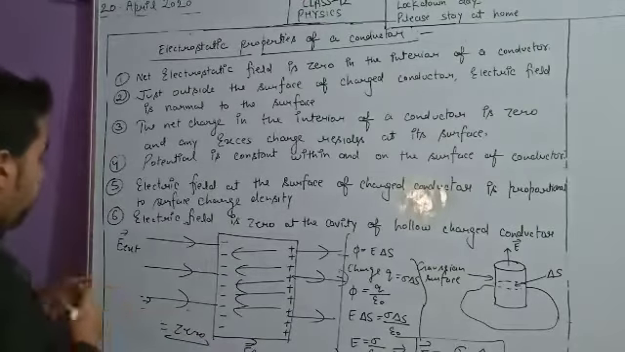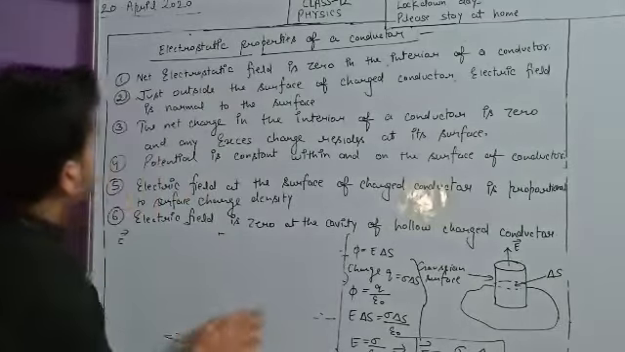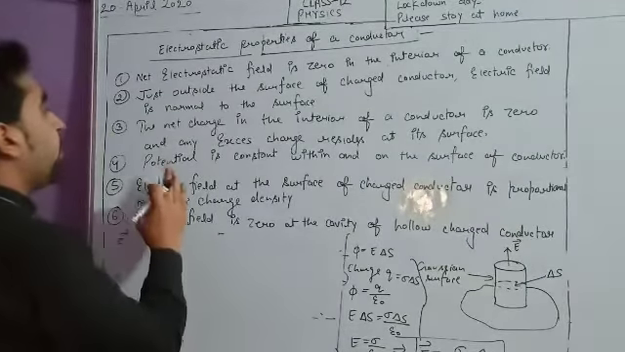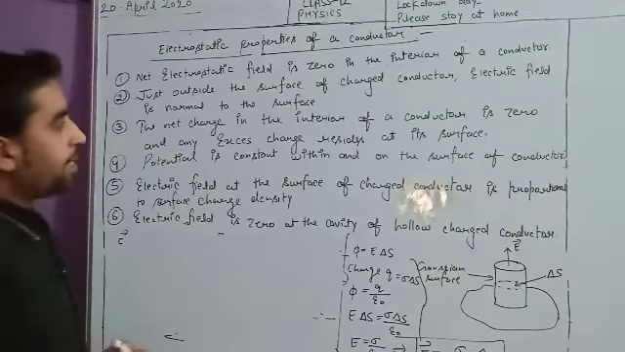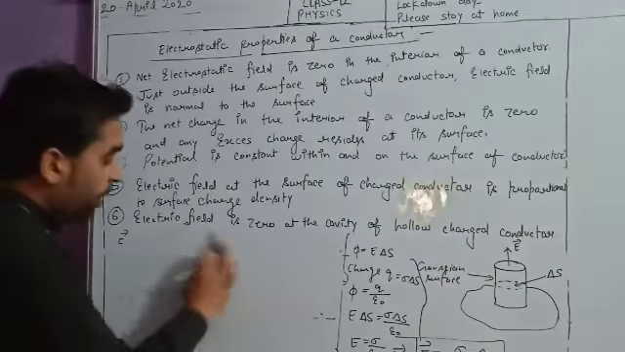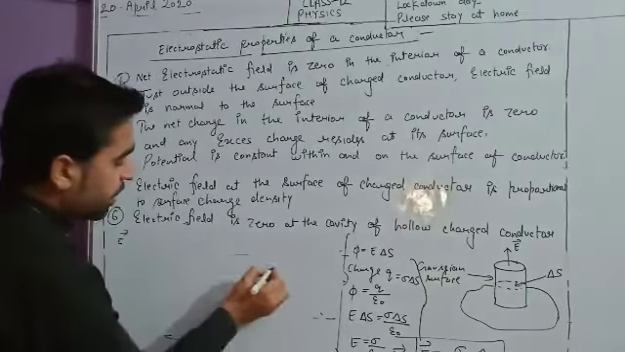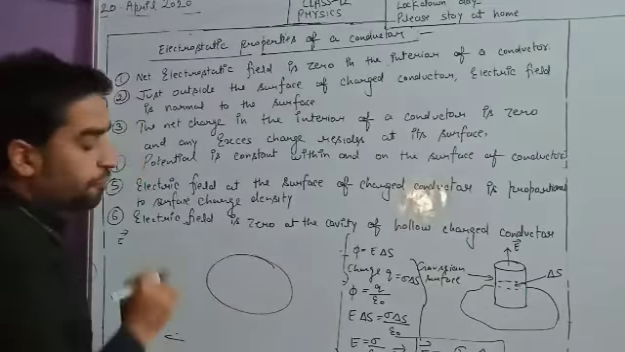Now students, I am going to explain the second point. Just outside the surface of a charged conductor, the electric field is normal to the surface. Students, the electric field is always considered to be normal to the surface. So suppose we assume this point to be wrong. Suppose we have a surface with a curvature like this, and the electric field is not normal.